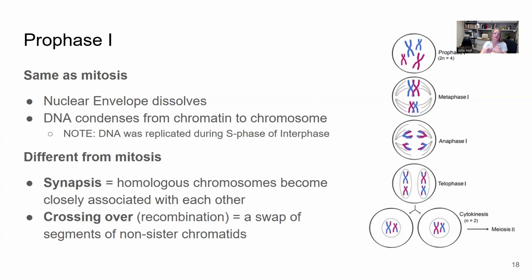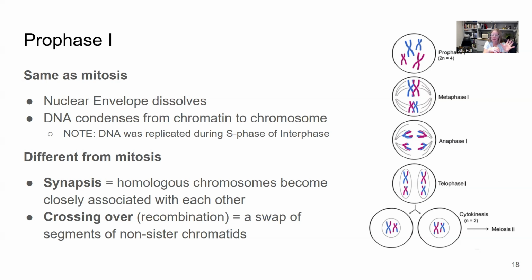So let's get started with Prophase 1. We'll start at the very beginning because after all, that is a very good place to start. The things that are similar in Prophase 1 that we also saw in mitosis is that we have to get rid of that nuclear envelope. That pesky nuclear envelope is in the way, so we got to get rid of that. Okay, that's the same.